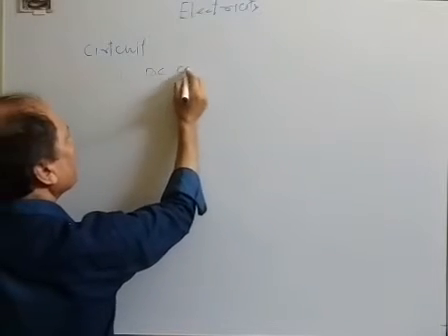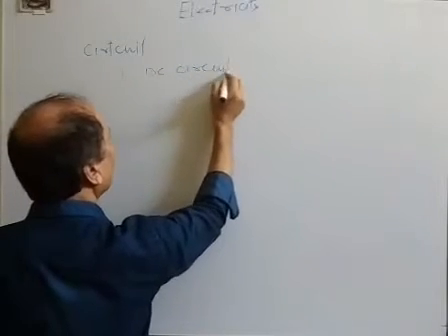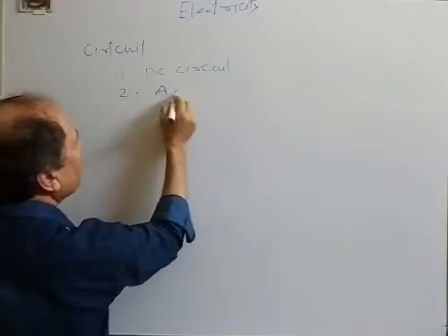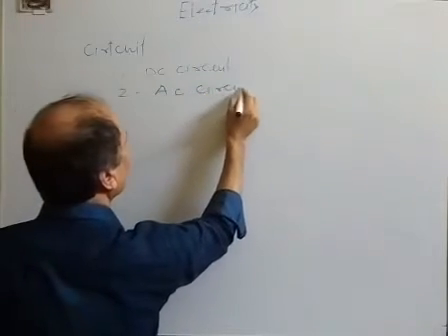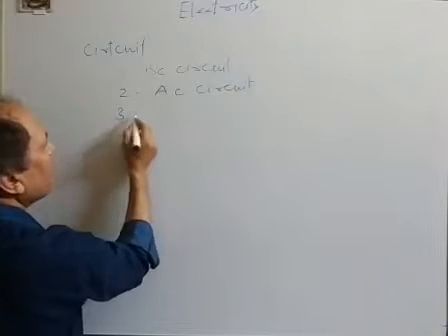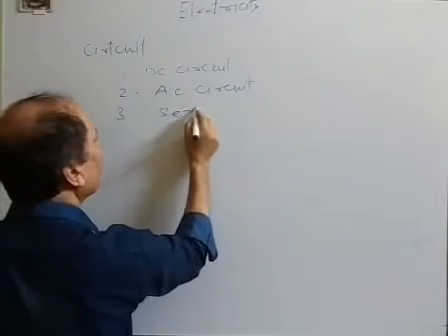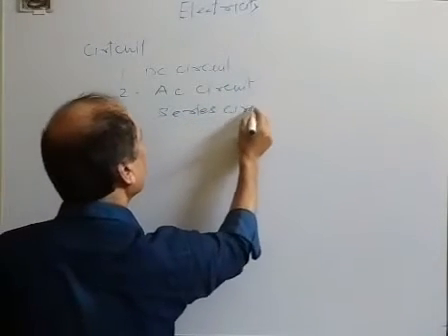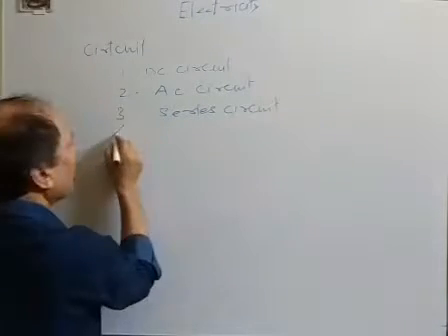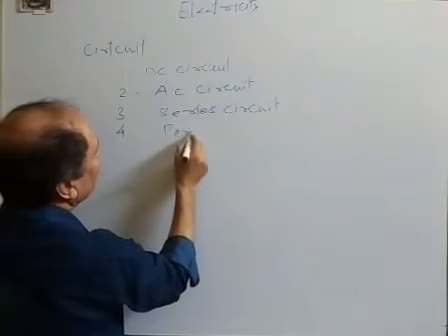Number 1, DC circuit. Number 2, AC circuit. Number 3, series circuit. And number 4, parallel circuit.